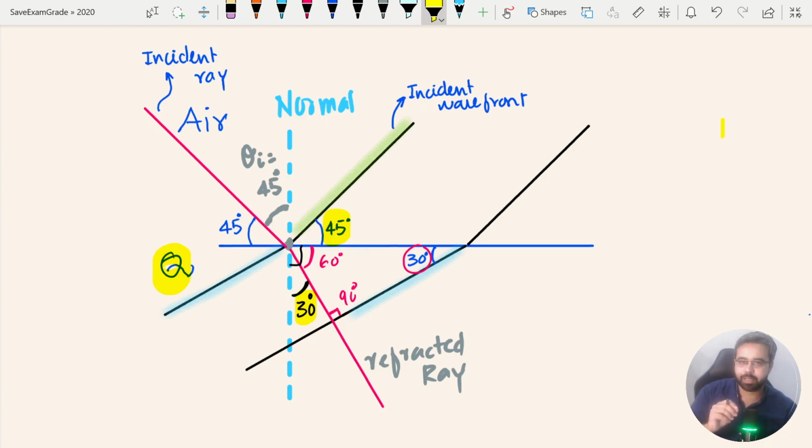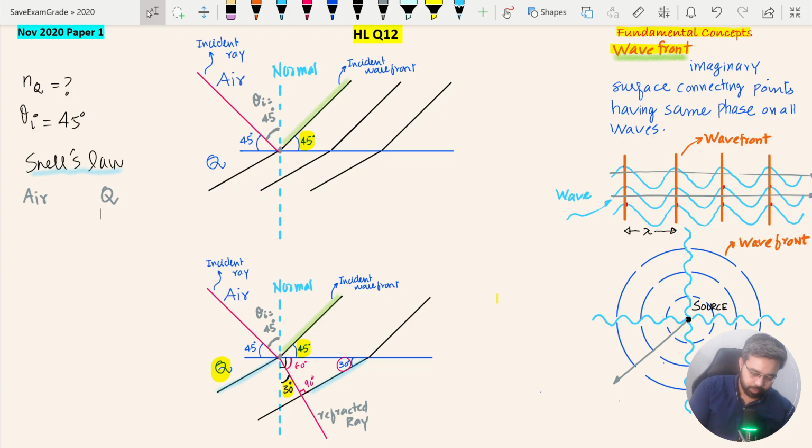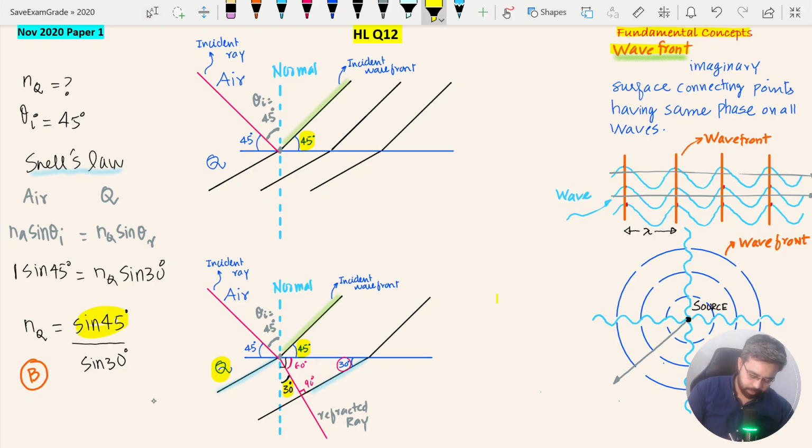So now let's apply Snell's law on it. The wave is going from air to medium Q. So n_A sin θ_i, the incidence angle, is equal to n_Q sin θ_r, the refracted angle. Let's substitute the values. n_A is always 1, sin 45 degrees is equal to n_Q, and sine we just saw it is 30 degrees. So the right answer is option B, which is the ratio of these two sine angles.